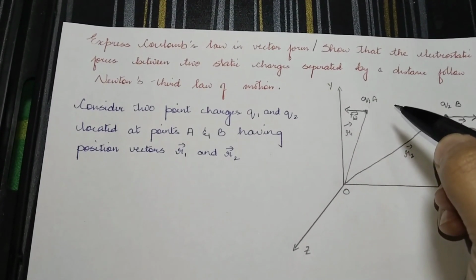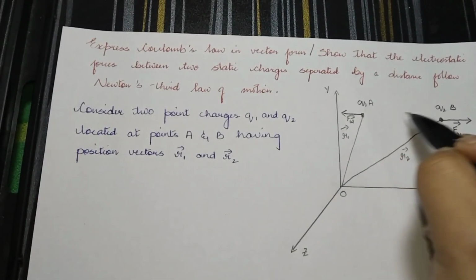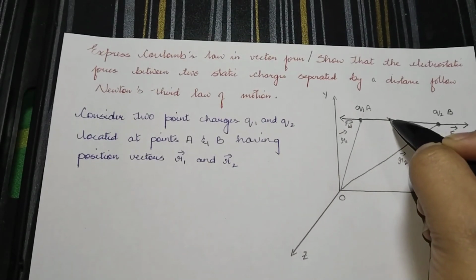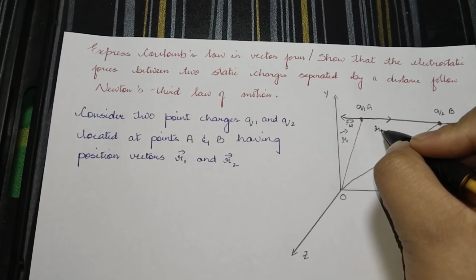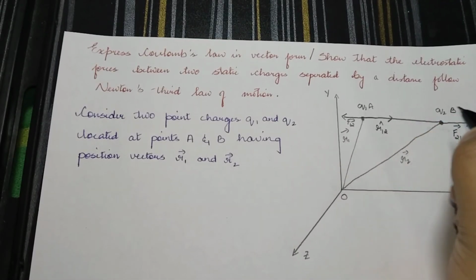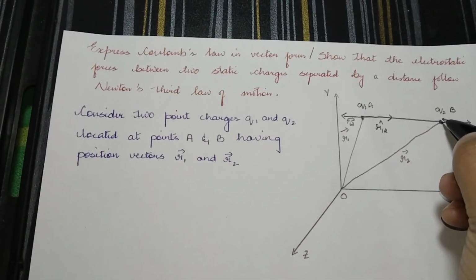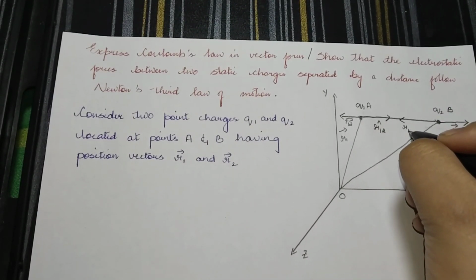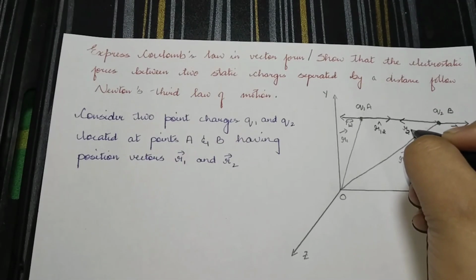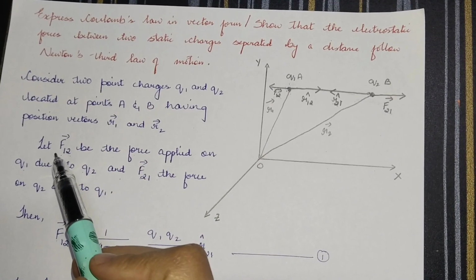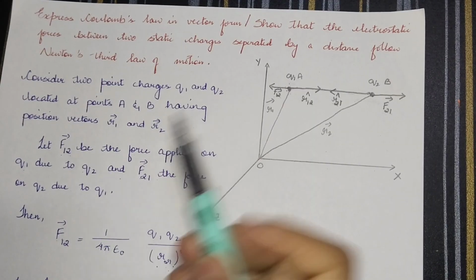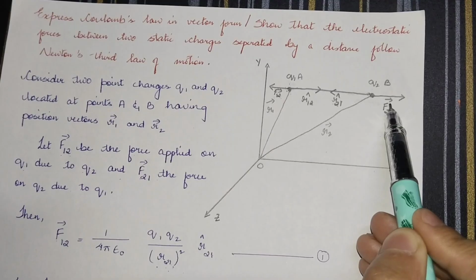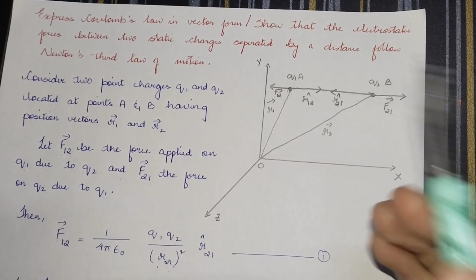Now coming back to the unit vector for the distance between the two charges. Let the unit vector from q1 to q2 be r12 cap. Likewise, the unit vector from q2 to q1, let it be r21 cap. So let F12 be the force applied on charge q1 due to q2, and F21 vector be the force applied on charge q2 due to q1.